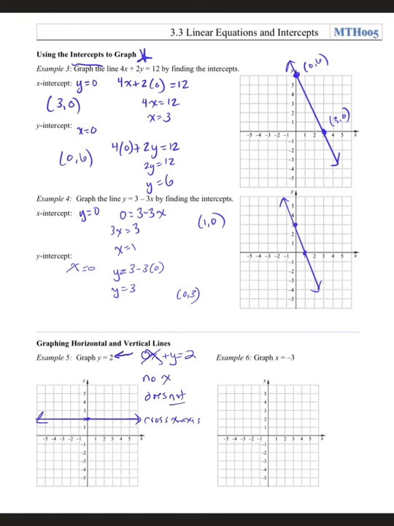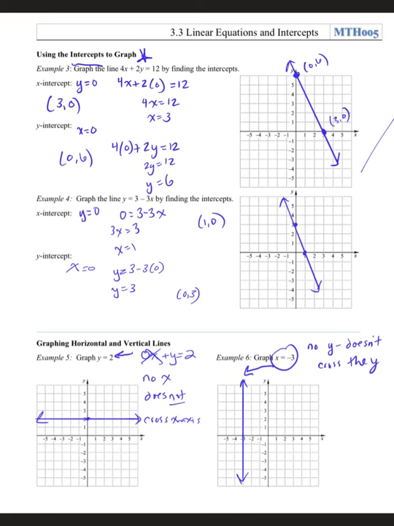Now looking at the next one, x equals negative 3. There's no y, which means it doesn't cross the y-axis, but it's crossing the x-axis at negative 3. So we're going to pull our ruler back up here. Again, you always want to make sure you use a ruler to draw all your lines. Then we have our line here, and that's the graph of x equals negative 3. This would be the equation of that line.